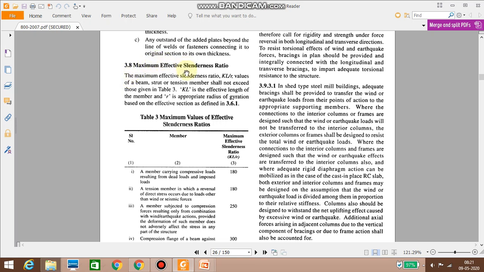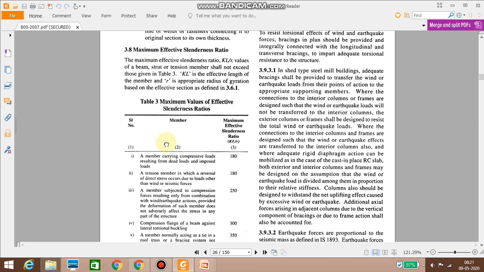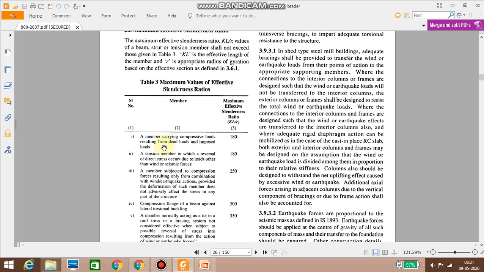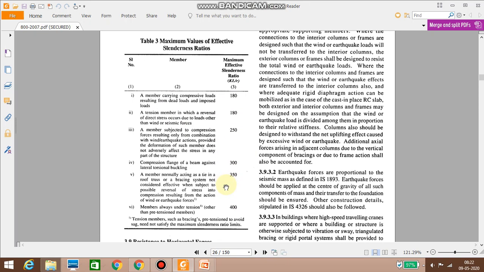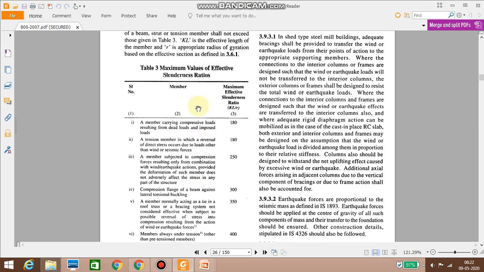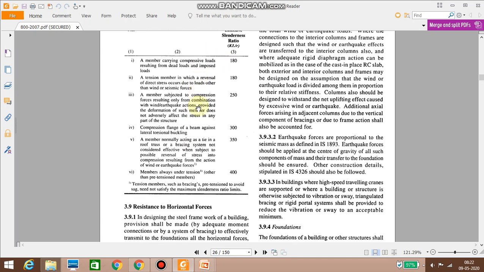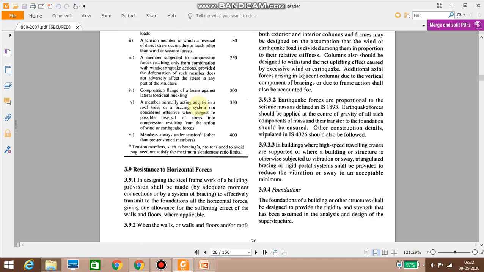The maximum effective slenderness ratio values are given in table number 3. For various types of members, these are the maximum effective slenderness ratios they have given. Usually in competitive exams, these values will be asked. They will give some member and you have to write the corresponding maximum effective slenderness ratio value. If you want to cross check any maximum slenderness ratio values, you have to refer to table number 3, which is given on page number 20. You have to note down this one also.